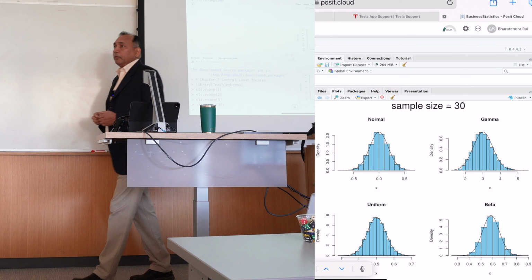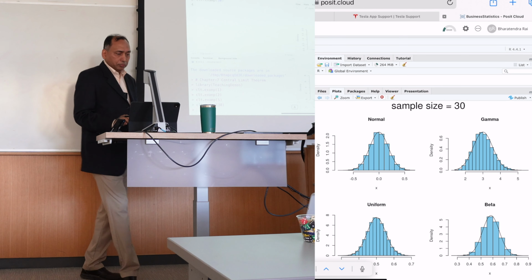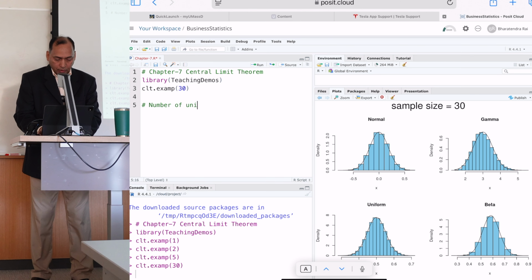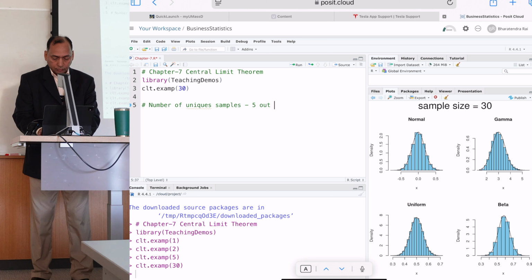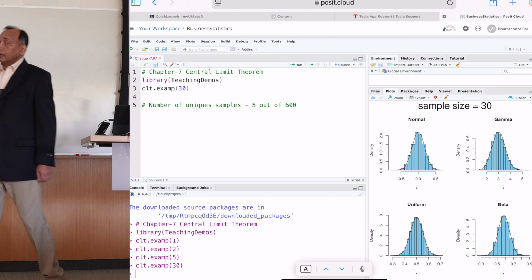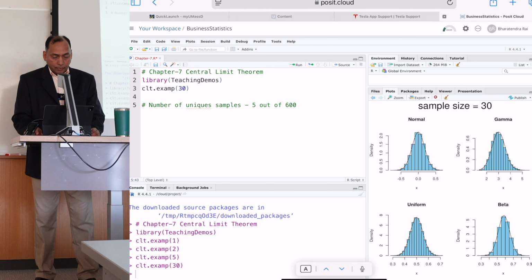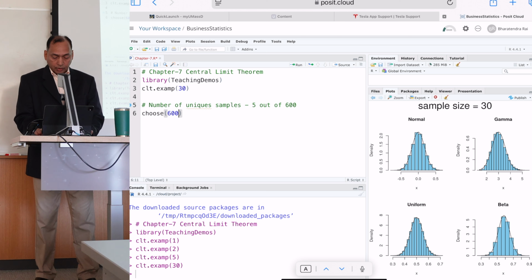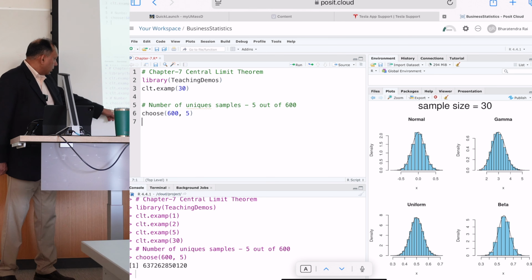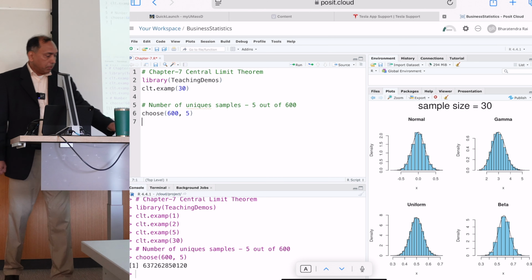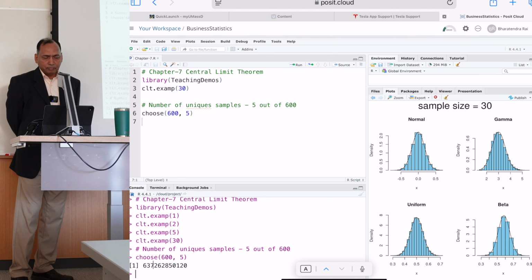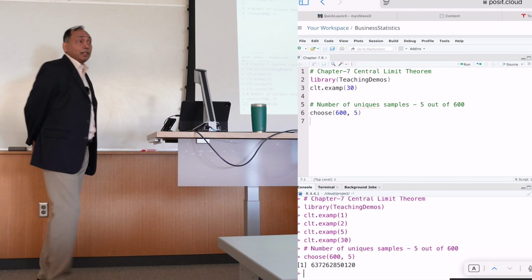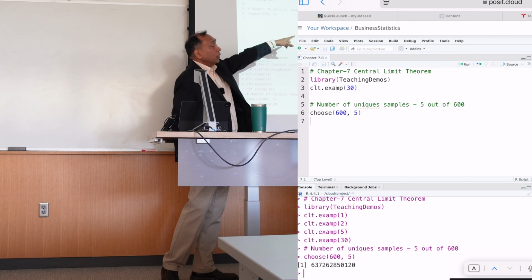If you recall, earlier we did that calculation using choose. Number of unique samples, 5 out of 600. Suppose I want to figure out in how many ways I can get 5 samples. Then the function that we use is choose 600, 5. So that's a very big number. Maybe 637 billion. So more than 600 billion ways you can get 5 out of 600.